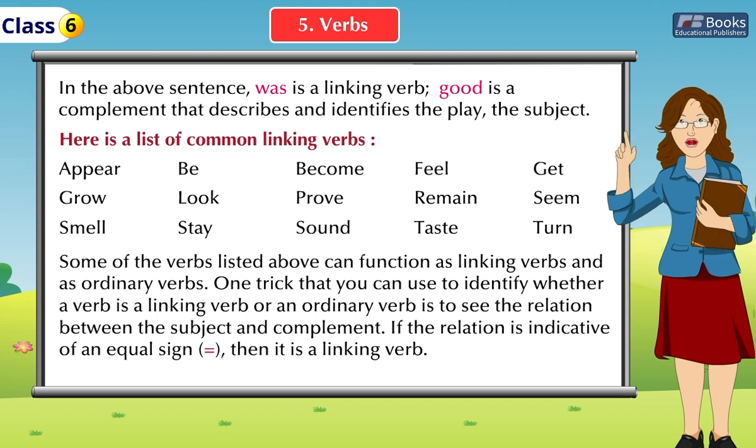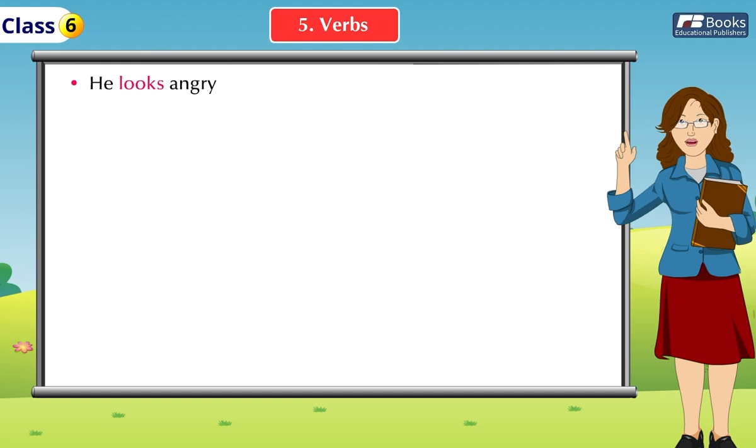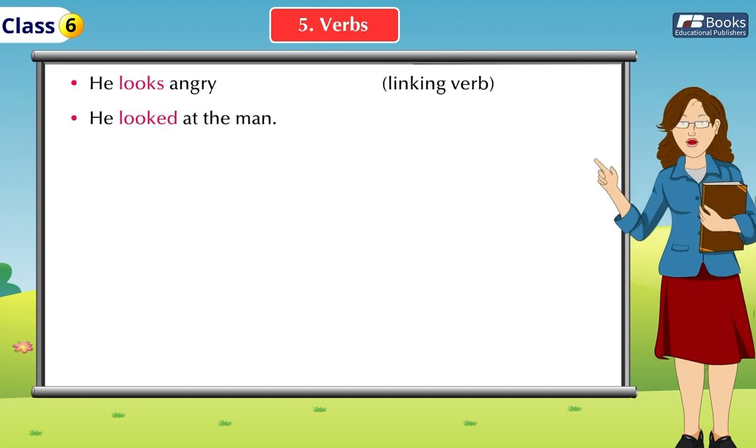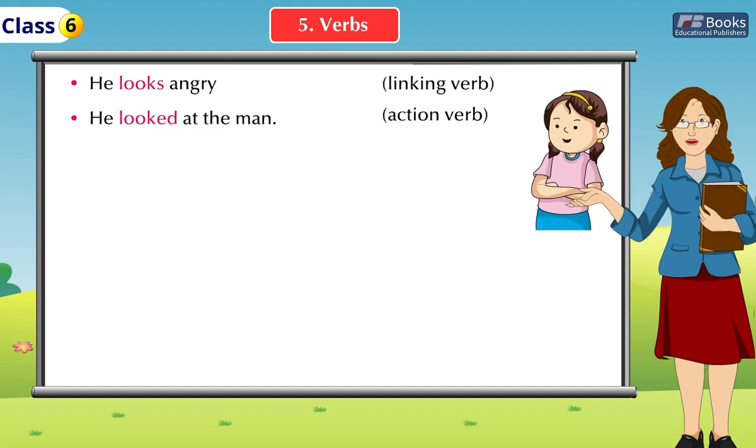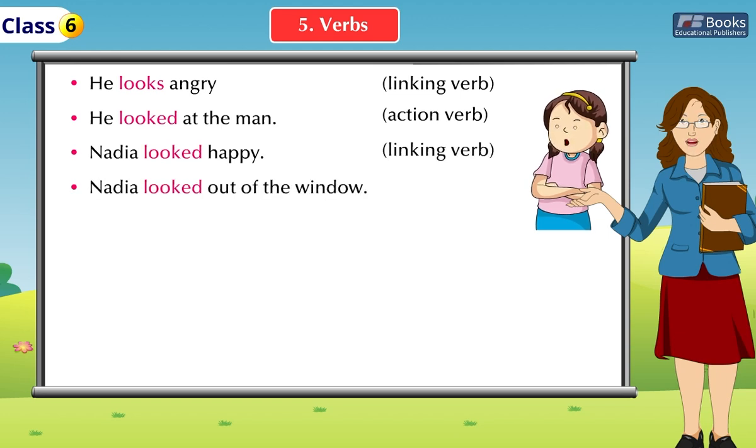One trick that you can use to identify whether a verb is a linking verb or an ordinary verb is to see the relation between the subject and complement. If the relation is indicative of an equal sign, then it is a linking verb. He looks angry: linking verb. He looked at the man: action verb. Nadia looked happy: linking verb. Nadia looked out of the window: ordinary verb.